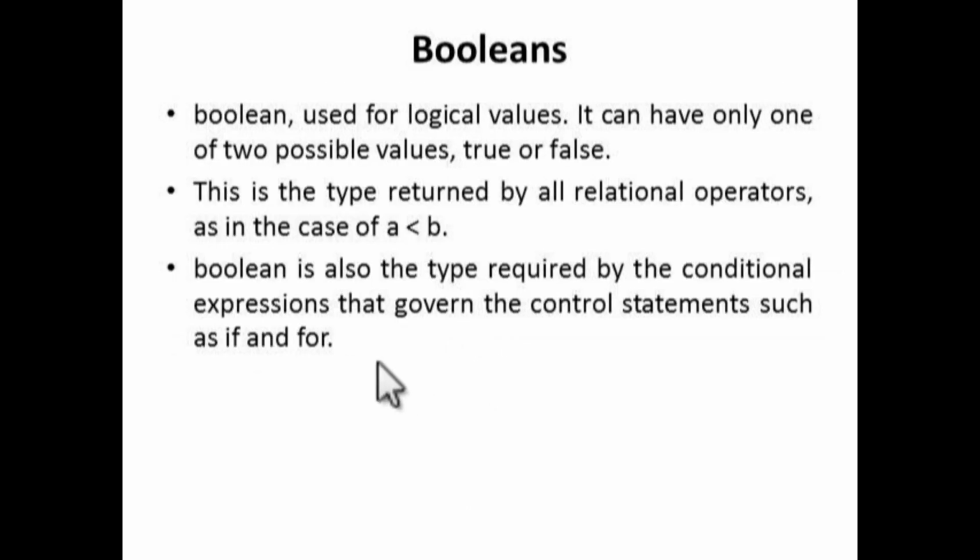Then the last type is Boolean. Boolean is mainly used for providing logical values. It has only two possible values, that is true or false. We can use the Boolean type whenever we are using a relational operator. If you want to check whether A and B is greater or less, we can apply any relational operation, and it will provide the result either true or false. Those values can be stored in Boolean data type variables.